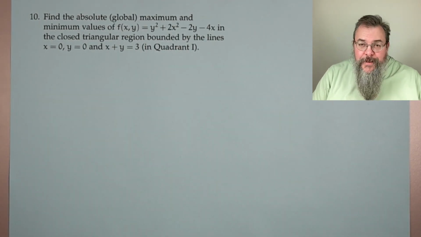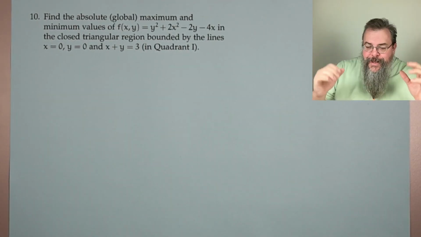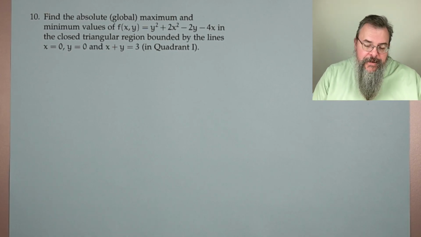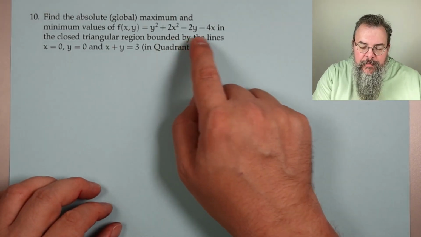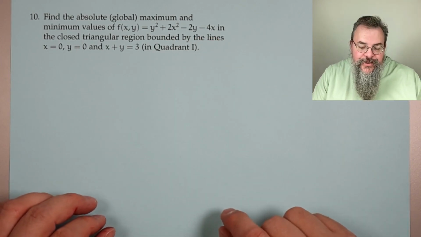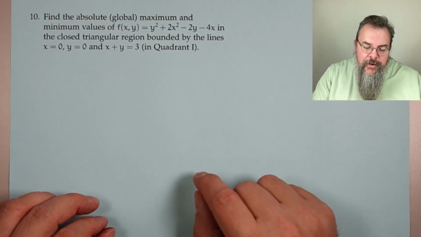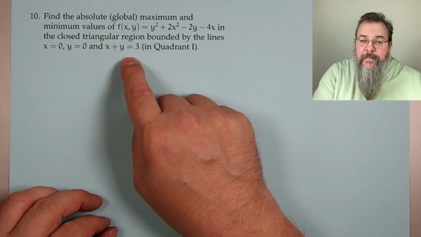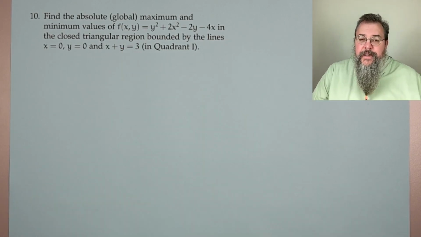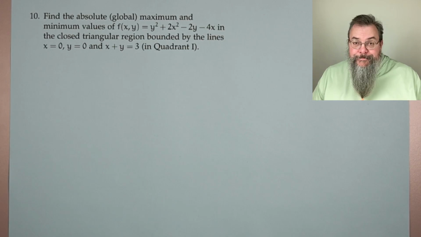Find the absolute or global maximum and minimum values of the function y squared plus 2x squared minus 2y minus 4x in the closed triangular region bounded by the lines x equals 0, y equals 0, and x plus y equals 3. And it says in quadrant 1.